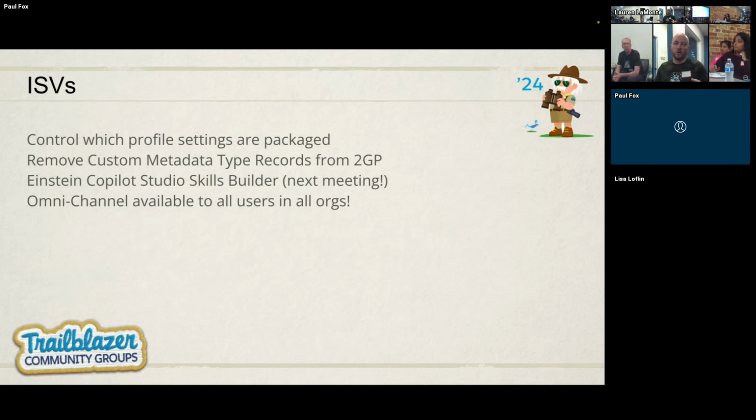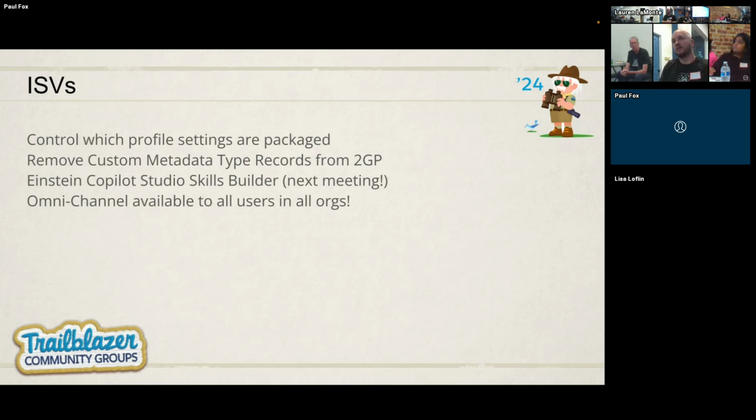Permission sets are the way to go for almost all apps, but you can now control which profile settings are packaged. You can now remove custom metadata type records from 2GP for those people that aren't doing package development. 2GP was the second generation of package, and it's all source based, which is a nice improvement because we can build things directly from our Git repos. We don't have to deploy stuff to an org and then go create a package to put on the App Exchange to give somebody. But it's not quite at feature parity yet, so every little improvement like this is nice.